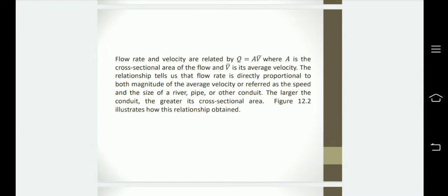Flow rate and velocity are related by Q = Av, where A is the cross-sectional area of the flow and v is its average velocity. The relationship tells us that flow rate is directly proportional to both the magnitude of the average velocity, referred to as the speed, and the size of a river, pipe, or other conduit. The larger the conduit, the greater its cross-sectional area.